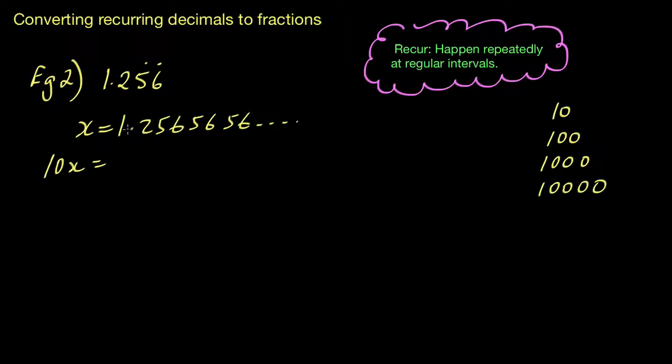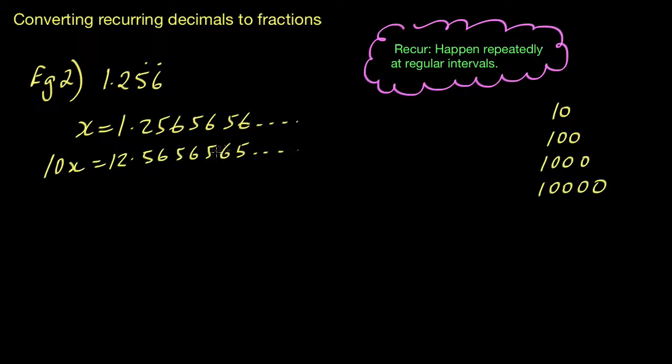And over here, if you multiply this side by 10, you essentially shift everything up to the left once, or if you like, you can think of it as moving the decimal down to the right once. So the decimal goes into here, between the 2 and the 5, and you get 12.5656. So I'm just going to do that now. We're going to get 12.565665, those dots there.